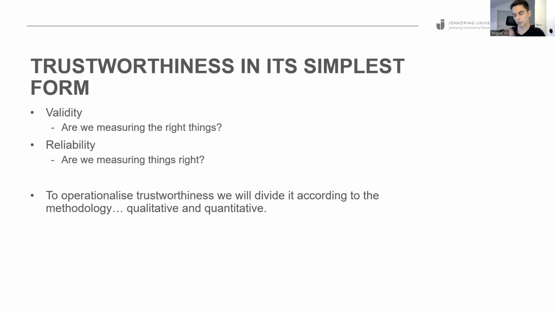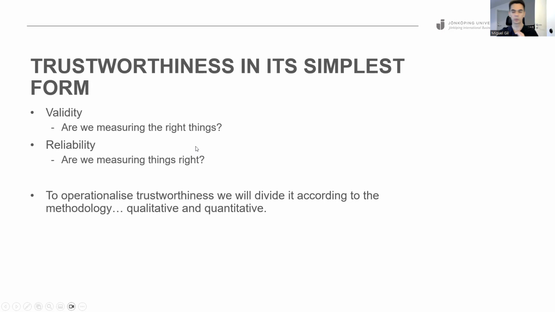And validity, also in the simplest form, is about answering this question. Are we measuring the right things? And not only yes and no. How are we sure that we are measuring the right things? Why are we sure that we are measuring the right things? And reliability, the other aspect, and it's also in its simpler form, it refers to, are we measuring the things right? Are we actually doing this correctly? Are we doing this coherently? And again, it's not only yes or no, it is how are we sure? Why are we sure that we are measuring things right? So it's basically these two things. Keep this in mind through the whole lecture.